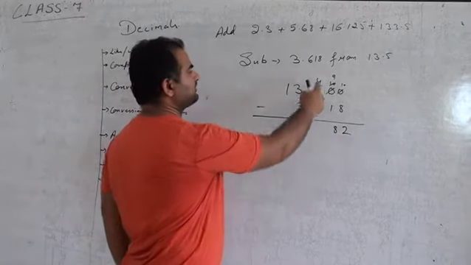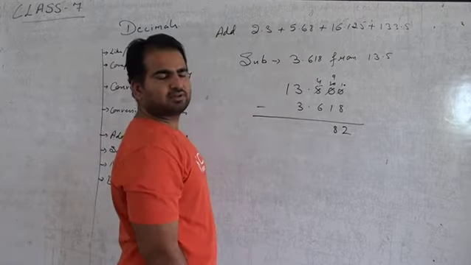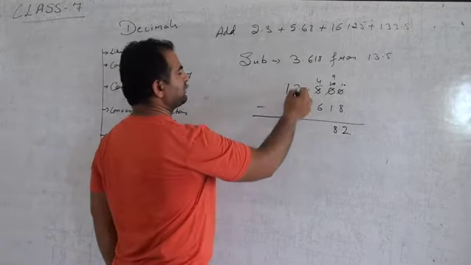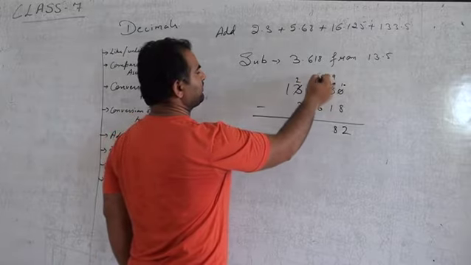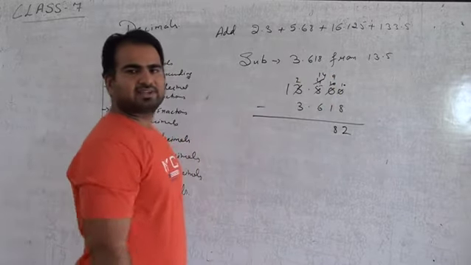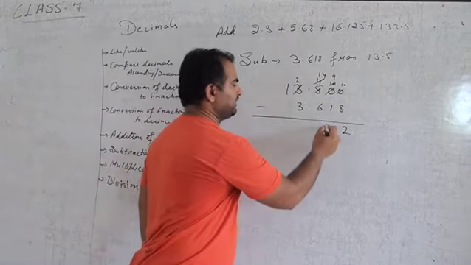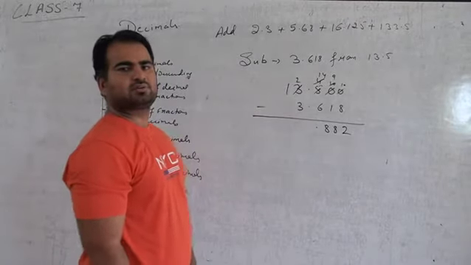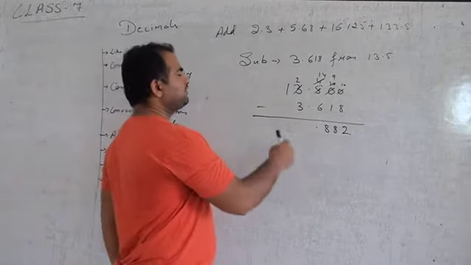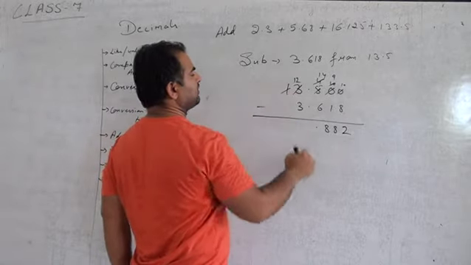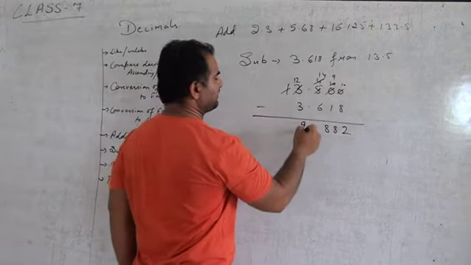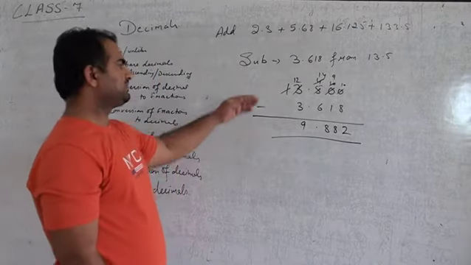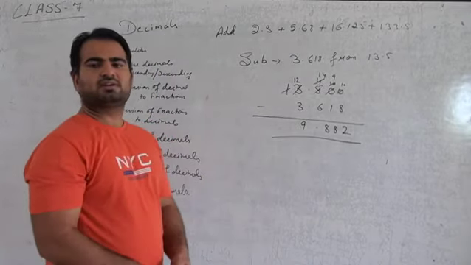What is 4 minus 6? So we cannot subtract 4 minus 6. So what we have to do is it will become 2 and it will become 14. 14 minus 6 is 8. Next, what is 2 minus 3? We cannot subtract 3 from 2. So it will be 12 minus 3. It will be 9.882. Done. By this process you can subtract the decimals.